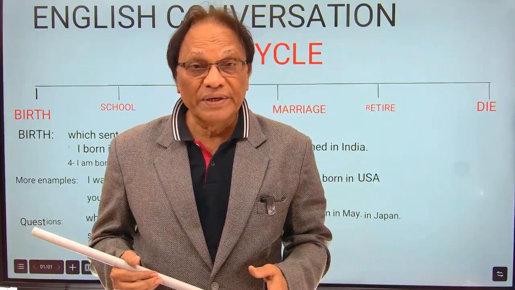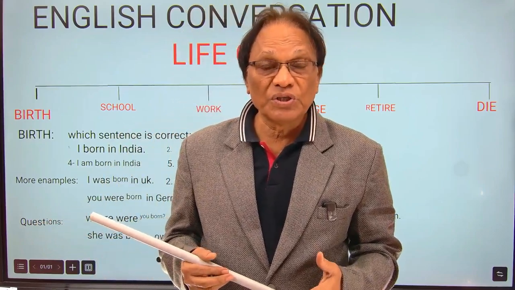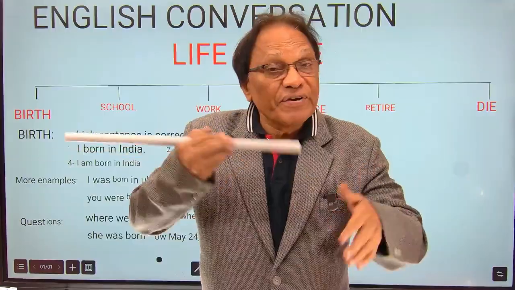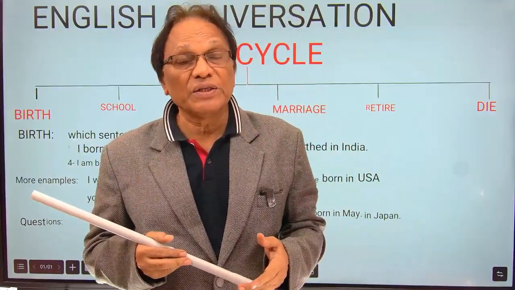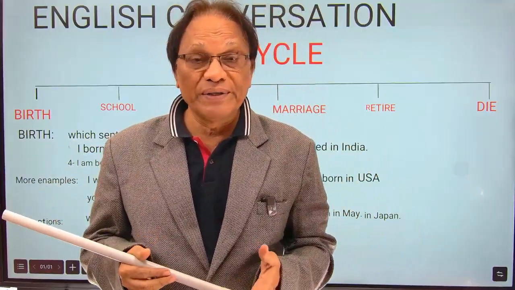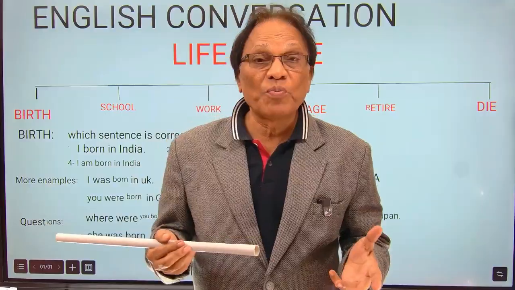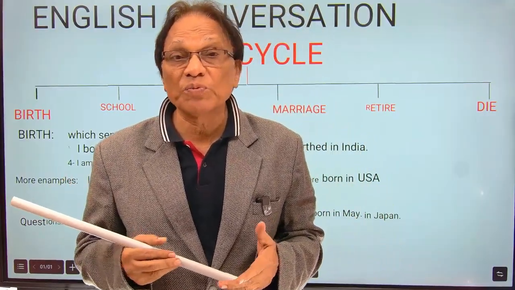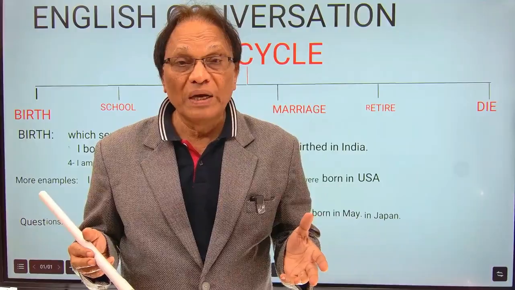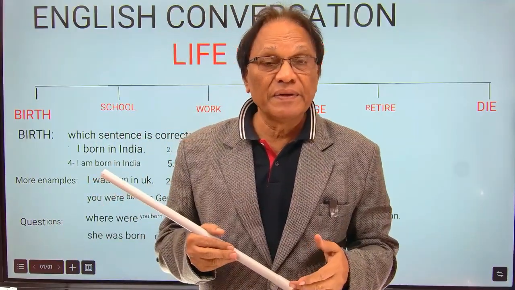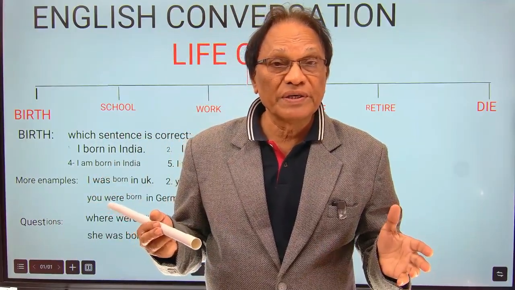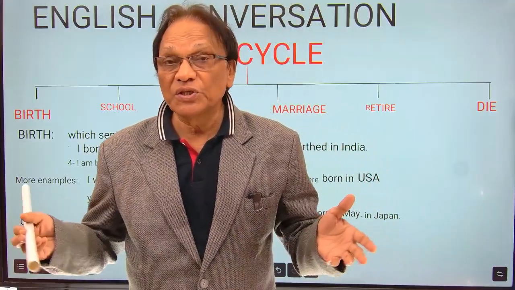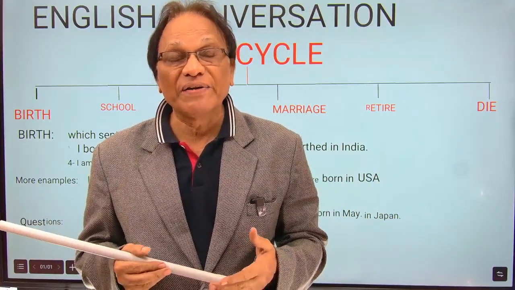So this is one sentence. Where were you born? The question, where were you born? I was born in India. So you can frame many sentences like this. When were you born? When were you born means it relates to some time period. Maybe you can say I was born in 1980. I was born in 1990. I was born in 2010. I was born in 2020. This is 25 now, 2025.